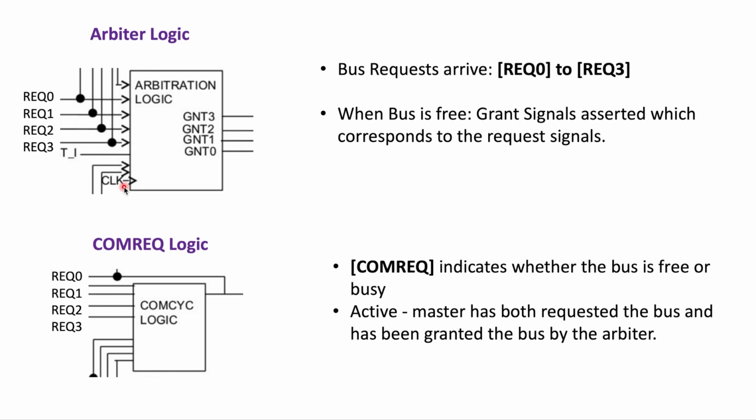The second is the communication request logic block. The following block is a multi-input single output kind of block, wherein we have 4 request signals, request 0 to request 3, followed by an output signal as communication request. That indicates whether the bus is free or busy. It becomes active whenever a master has both requested the bus and has been granted the bus at that moment. Logic 0 would represent that the bus is free, whereas logic 1 represents it is busy at that particular moment.